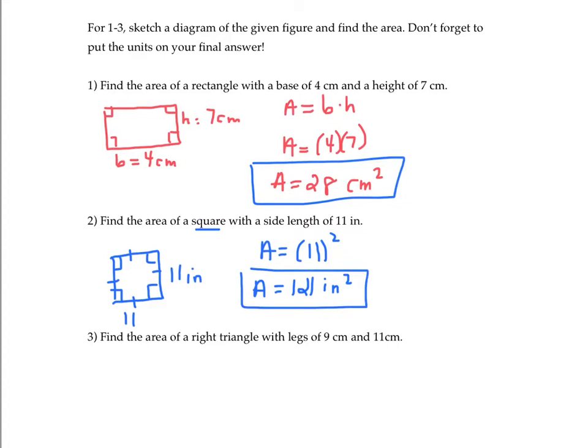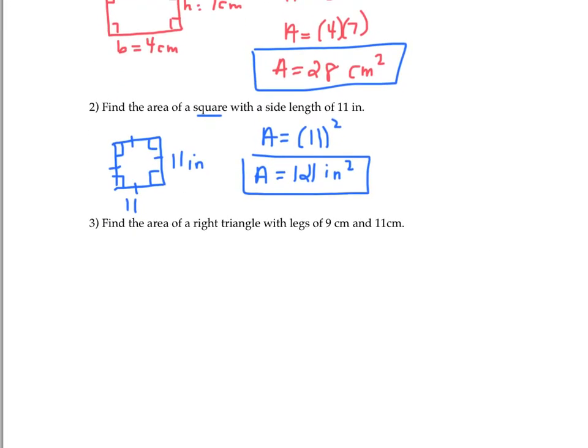In our third example, we're going to take a look at finding the area of a triangle, and this is a right triangle. The only tricky part to this is it says that the legs are 9 centimeters and 11 centimeters. The legs are the two sides that form the right angle. So this is 9 centimeters and this is 11 centimeters. It could also be the other way around. This one could be 11, this could be 9.